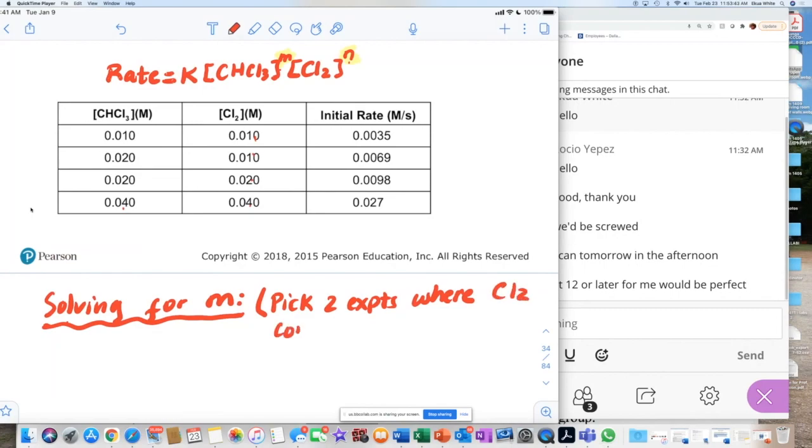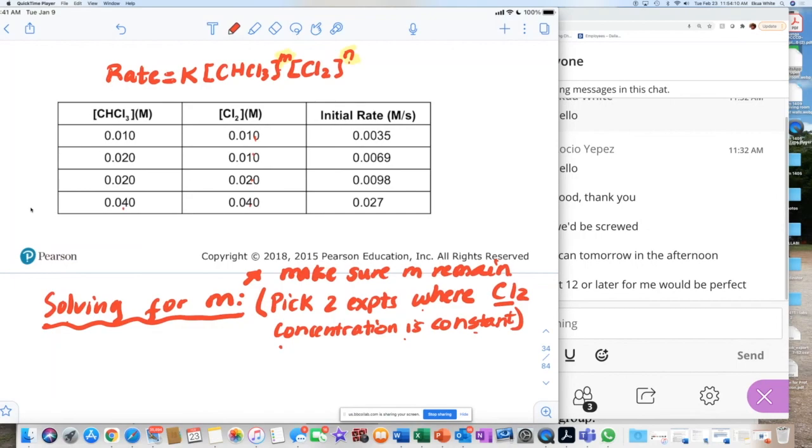Now that we've seen all of these, the other thing that you're going to have to be able to produce is the overall reaction order. So pick two experiments where Cl2 concentration is constant. This is a hypothetical situation because I'm trying to make sure that when I cancel things out, M remains. This is something that you need to know. M, which I'm writing here on the side to provide a note, is the overall reaction order. We know the reaction order M for each individual reactant.